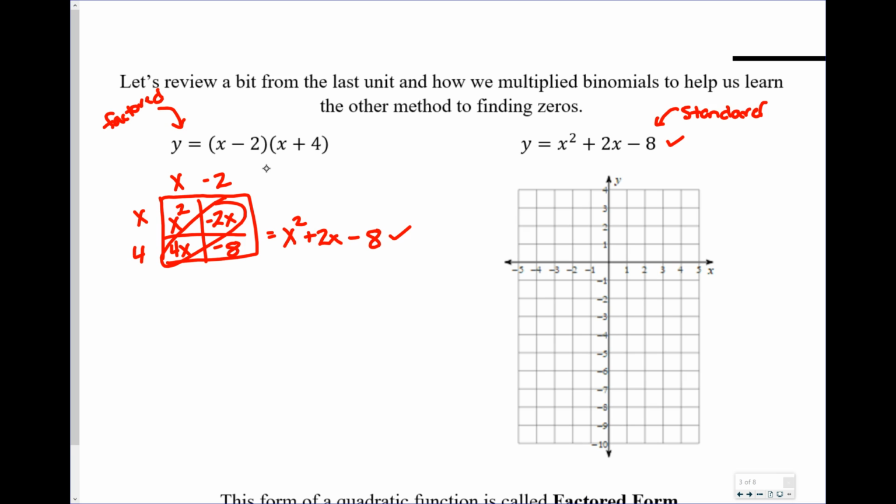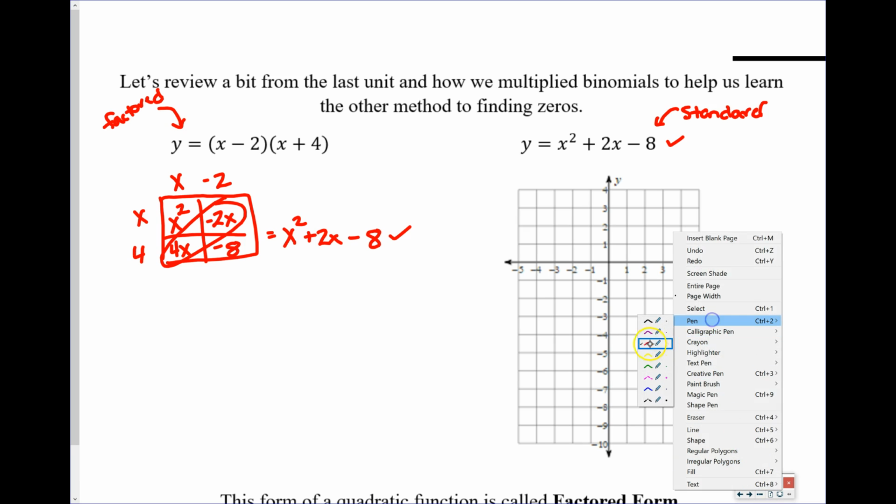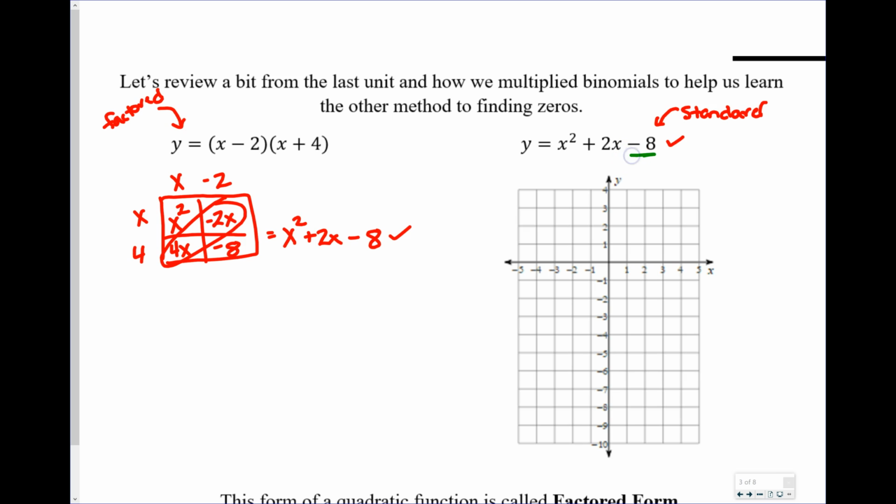From standard form we learned that I can get the y-intercept. So this negative 8 is my y-intercept. So there's a point right here. I can also get my vertex from standard form, right? I can do negative b over 2a and get my vertex if I wanted to do this. So I would do negative 2 over 2 times 1, and get negative 1. So my vertex is going to be at x equals negative 1.